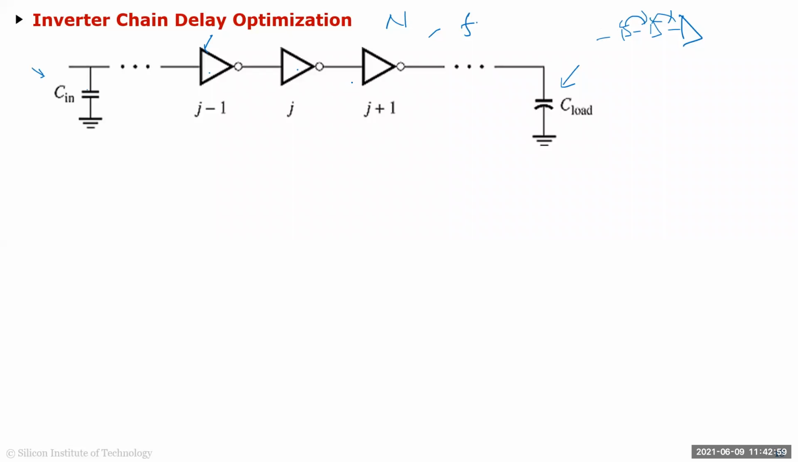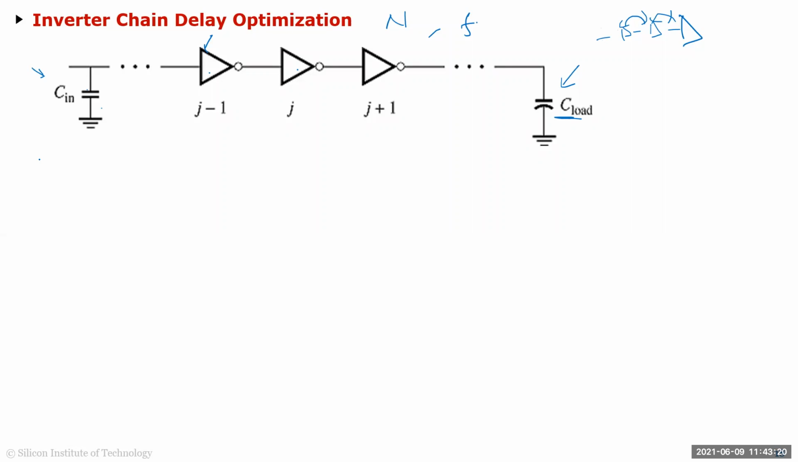We want to know how many stages there should be and what the ratio between the sizes of these two stages should be to give the minimum delay for a given C in to C load. That is the best you can do for that technology. Basically, that's what we're trying to derive here.